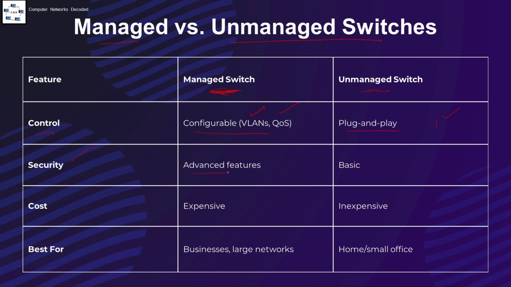Security: the managed switch has advanced security features because you can configure VLANs, quality of service, ACL, access control list, etc. The unmanaged switch has basic security features because you cannot configure these advanced features. Cost: the managed switch is of course expensive because it has advanced features, while the unmanaged switch is less expensive. And the managed switch is basically used for businesses and large networks, while the unmanaged switch you can use for small home and office networks where you have a few devices.